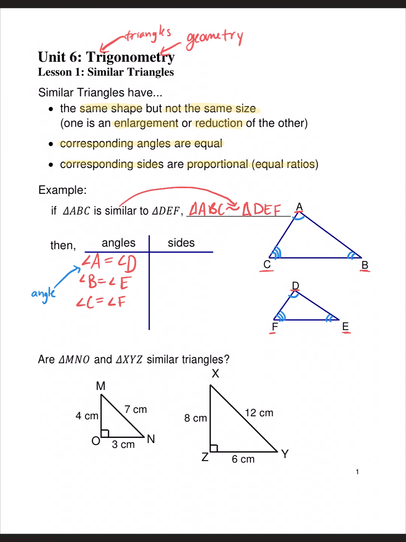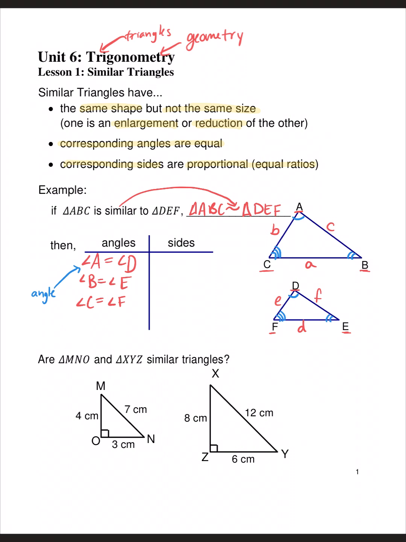Now, when we're talking about our side lengths, remember that if we wanted to label our side lengths with a letter, it's going to be the lowercase version, and we saw this back in analytic geometry. It's going to be the lowercase version of the angle that's opposite that side. So like angle A, the side opposite it would be right here, so that would be a lowercase a. Side b would be opposite angle B, and side c would be opposite angle C. And we can do the same in this triangle, so we'd have d, e, and f because they're opposite their corresponding angles.